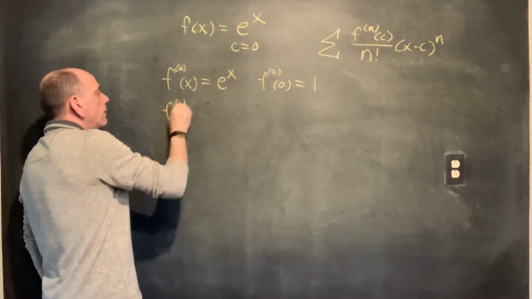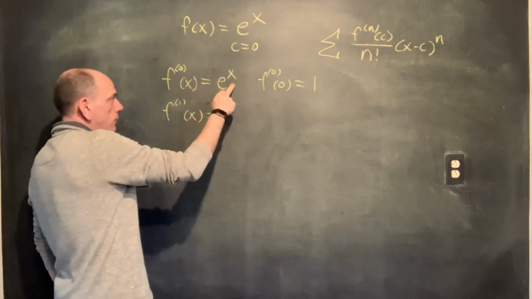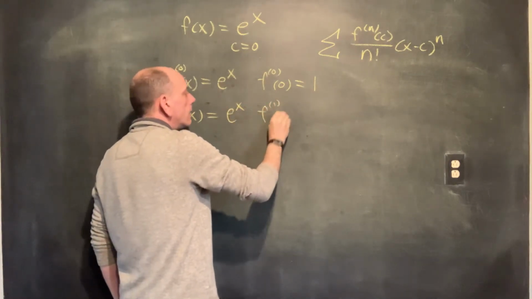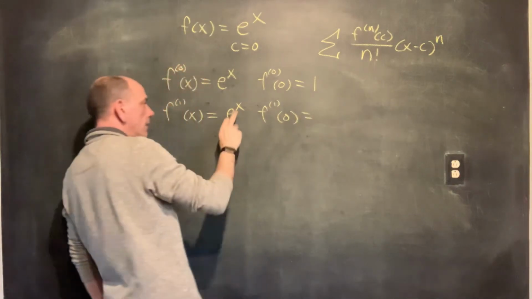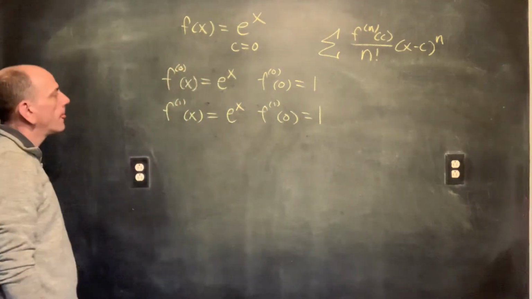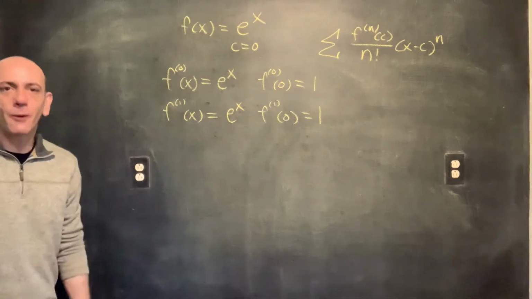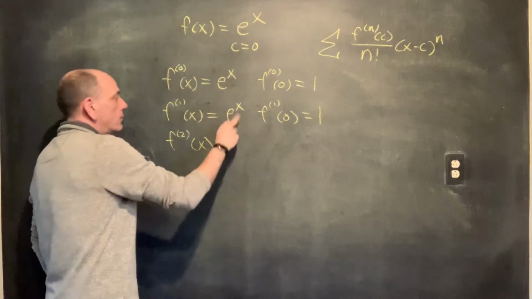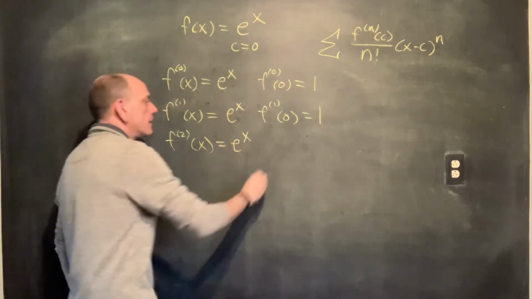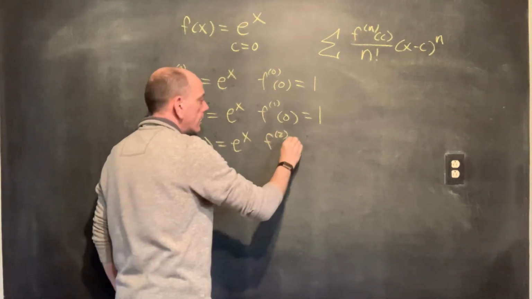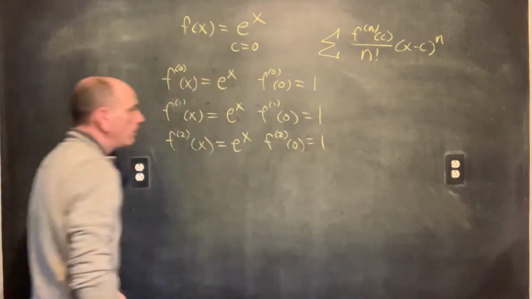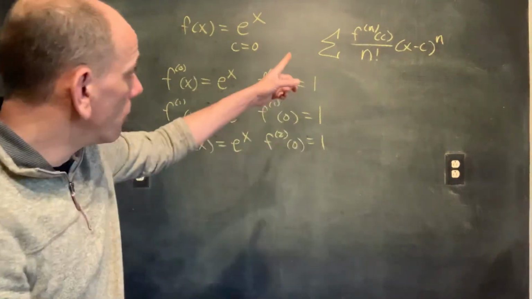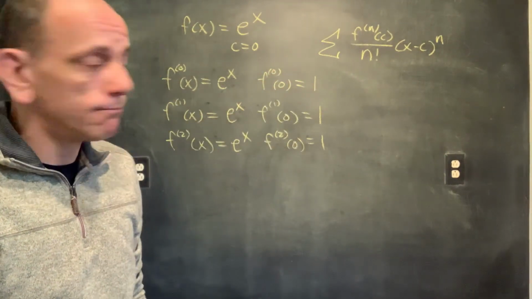So the derivative of e to the x is e to the x. So the first derivative evaluated at 0 is e to the 0, which is 1. And it's going to be pretty obvious, right? Let's just do one more to beat a dead horse here. The derivative of e to the x is e to the x, so evaluating at 0 is 1. Okay, clearly all those numerators are 1.